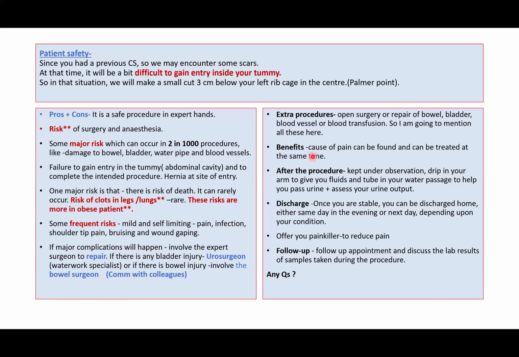What are the benefits? The cause of pain can be found and it can be treated at the same time. Then after the procedure, you can just add a few lines that you will be kept under observation. There will be a drip in your arm to give you fluids and a tube in your water passage to help you pass urine and assess your urine output. And we will be discharging you once you are stable, and you can be discharged home either the same day in the evening or the next day. Depending upon your condition, we will offer you painkillers to reduce the pain. A follow-up appointment will be given to discuss the lab results of samples taken during the procedure.